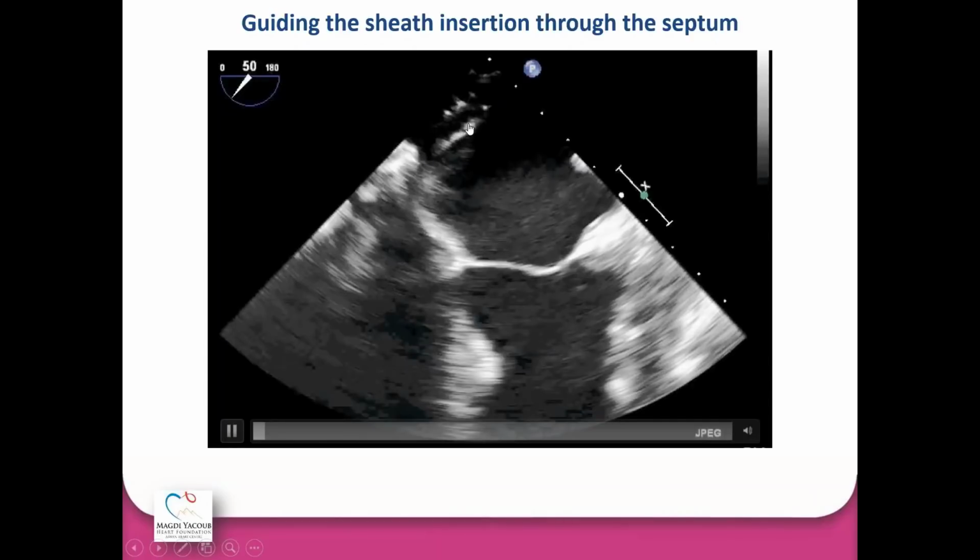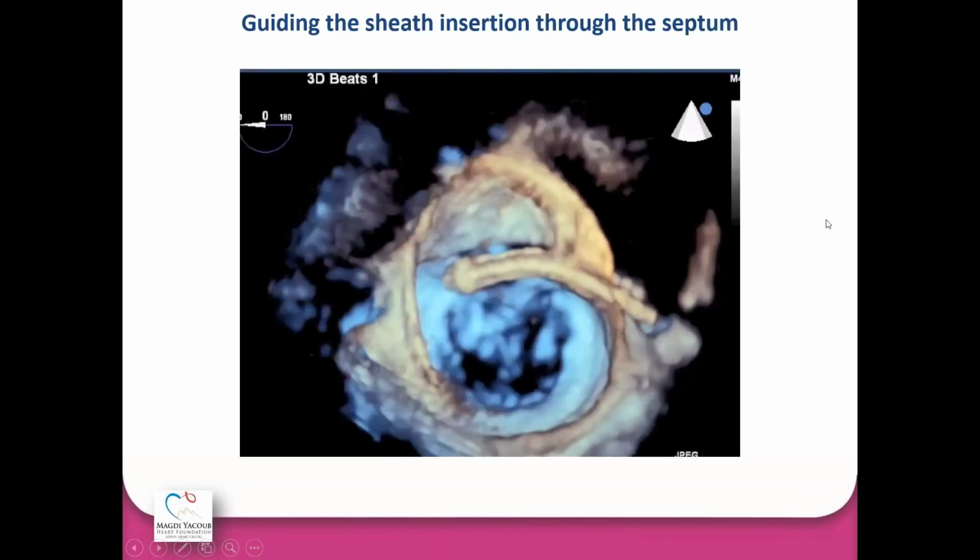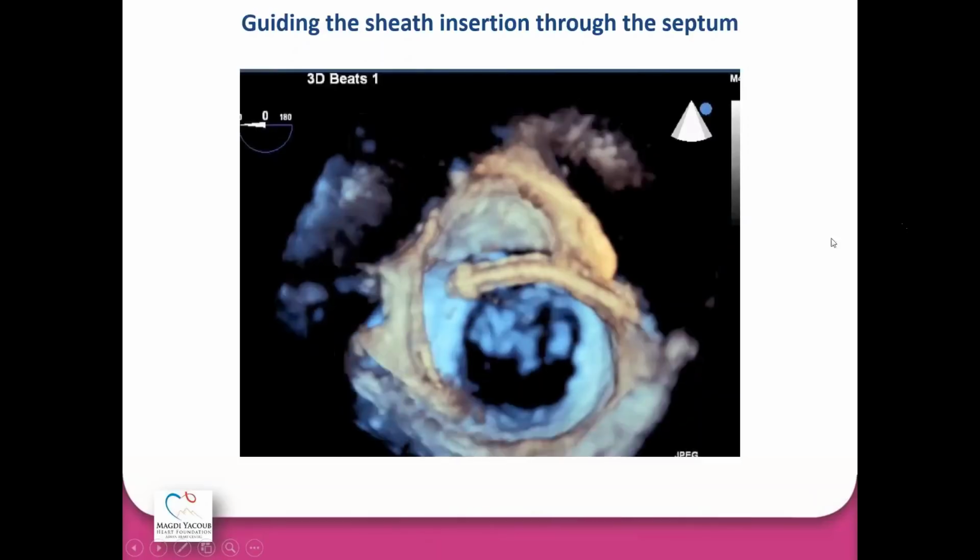And we need to have this view in hand every now and then, because sometimes the interventionist will need to push the whole system in or pull the whole system out. In that case, we have to show him how much guide catheter he has inside the left atrium. Otherwise, if he pulled it too much outside, he can lose the septal puncture and the guide catheter will fall into the right side. This is the equivalent view using 3D-TEE.